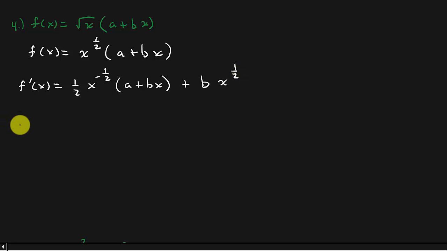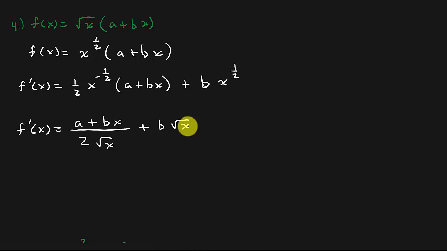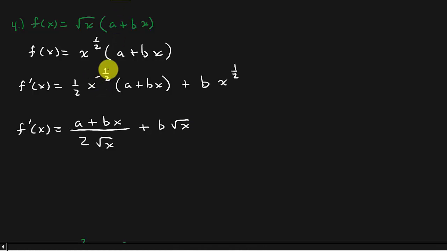And so this is going to give me f prime of x is equal to a plus bx over 2 square root of x plus b square root of x. I just changed the 1/2 powers to square root back to square root of x. Remember this right here, that negative exponent. So I move it down into the denominator with the 2, and that changes it to x to the 1/2.